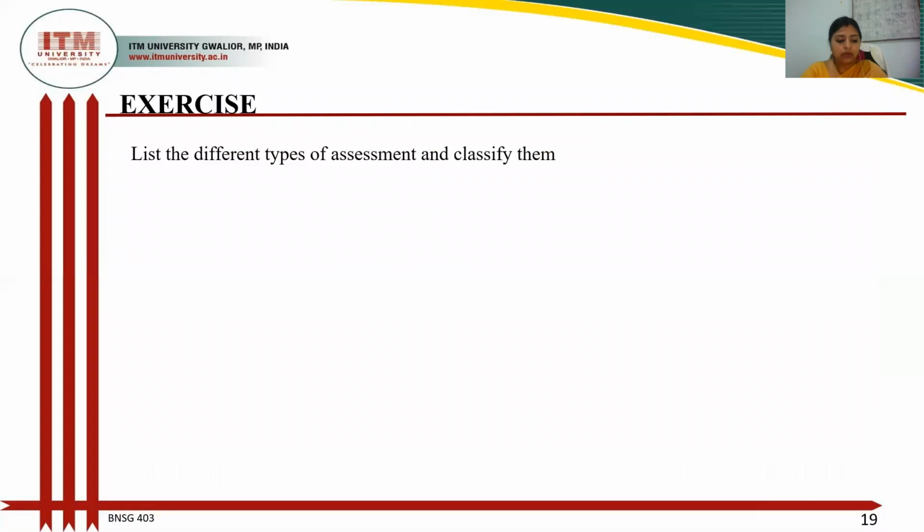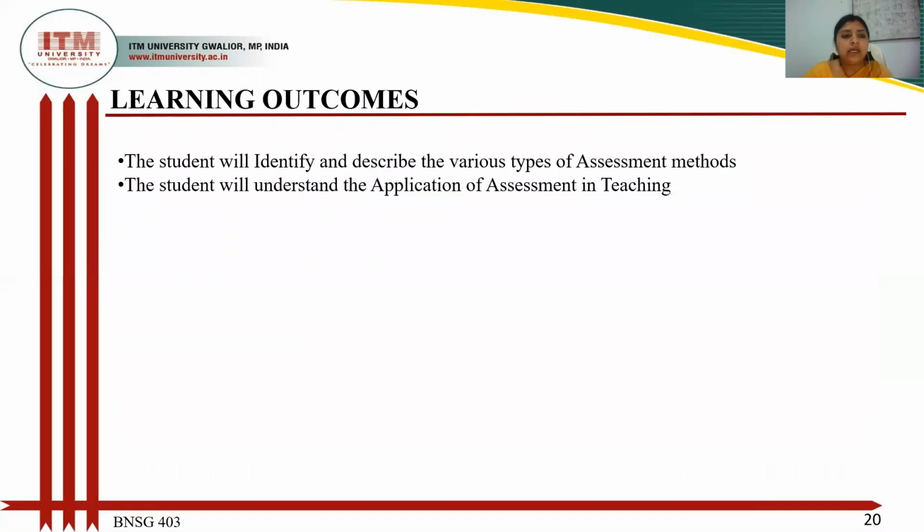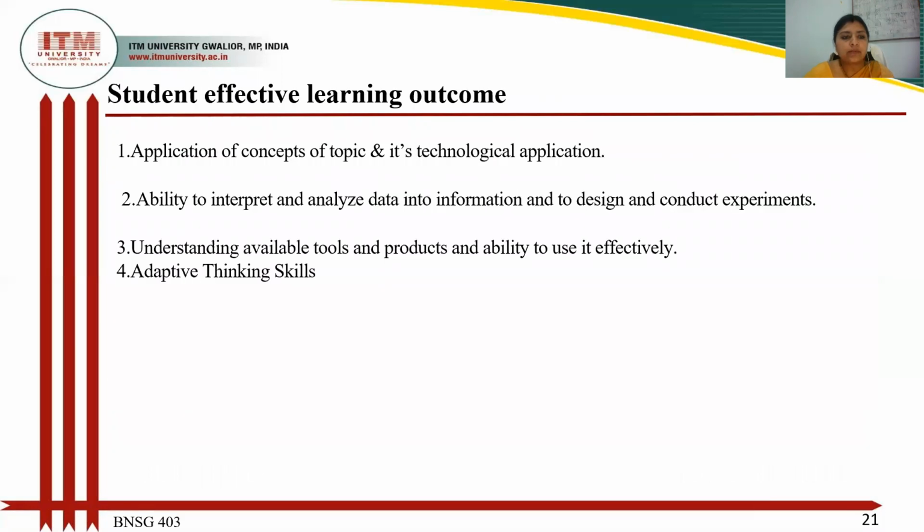That's all about today's class, and the exercise for today's class is that you have to list the different types of assessment and classify them. And the learning outcome: the students have identified the various types of assessment methods. The students will understand the application of assessment in teaching, the application of concepts of the topic and its technological application, ability to interpret and analyze data into information and to design and conduct experiments, understanding available tools and products, ability to use them effectively, and adaptive thinking skills.